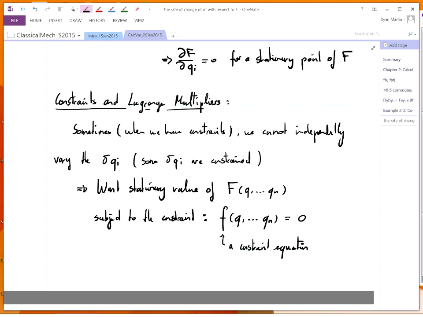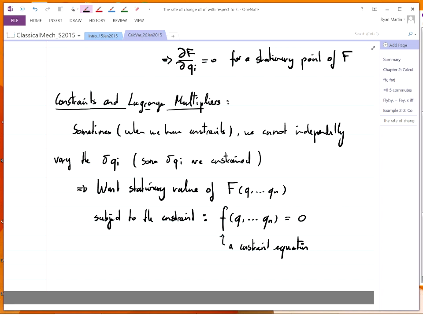Okay, so the obvious way to do this: we have the function capital F and the function lowercase f. We can use the equation given by lowercase f equals 0. We can rearrange that equation to solve for one of the q's in terms of all the others, and then take that q and substitute it out of the capital F, and we effectively have capital F with one less coordinate in it because they depend on each other, and then we can just do what we already did. That's a perfectly valid way of doing things.